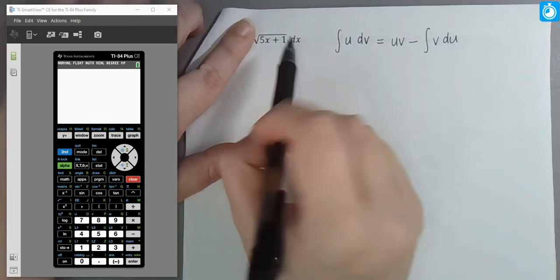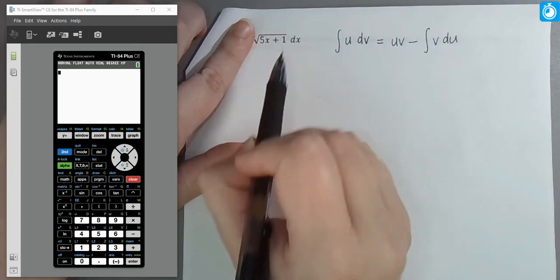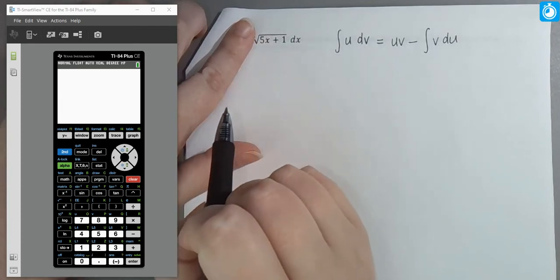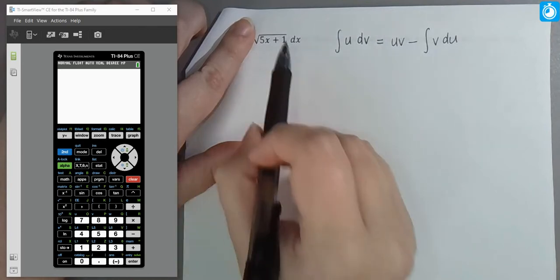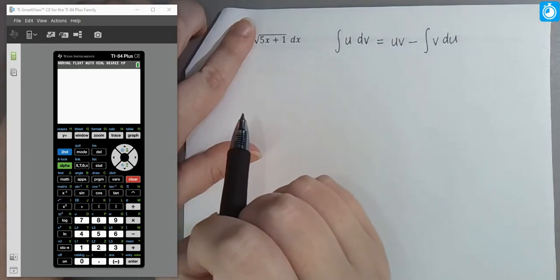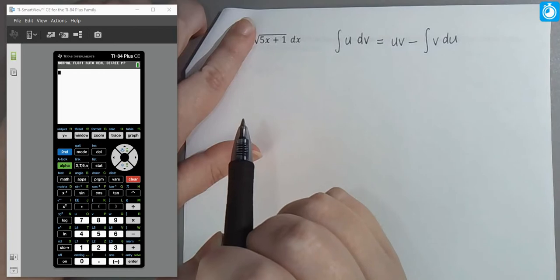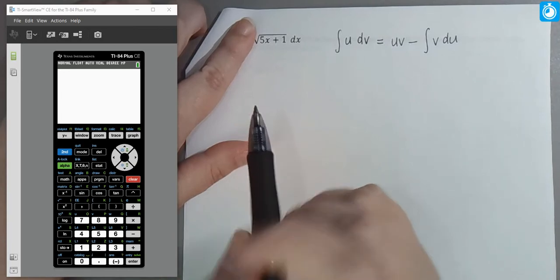If I were to just look at the square root of 5x plus 1, I cannot directly integrate that. I would need to use substitution to integrate that. That's going to be a mess to integrate. In theory, we could try it, but what's going to happen if we try it?